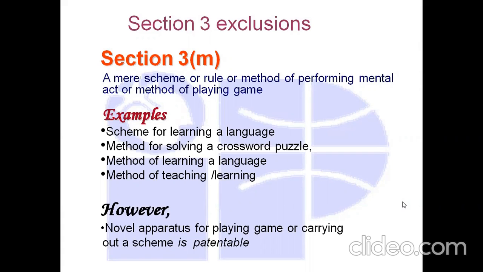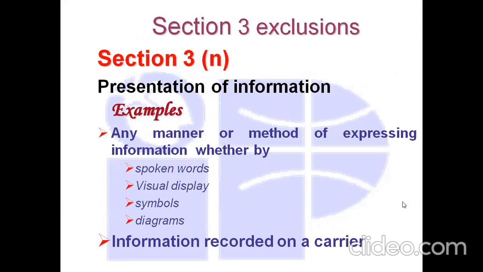You can patent any type of equipment, any type of product, because it can be explained and connected with an industrial or societal issue. A novel apparatus for playing a game or carrying out a scheme is patentable. And the presentation of information, like this presentation of mine, you can't patent it.